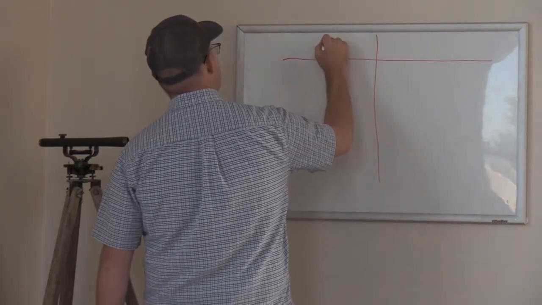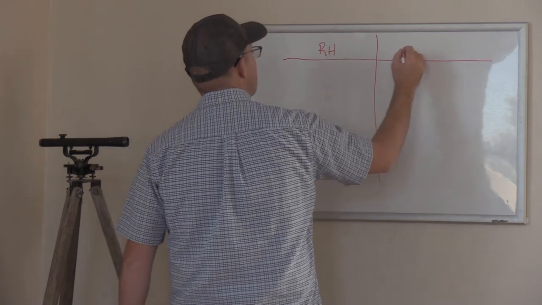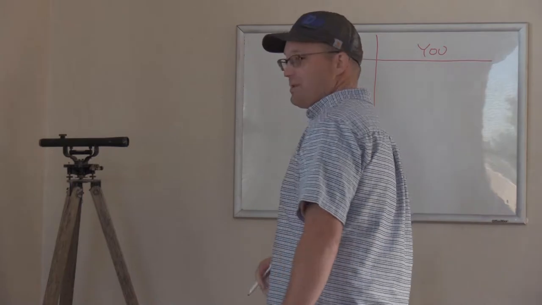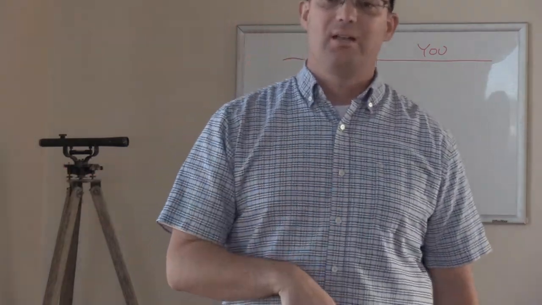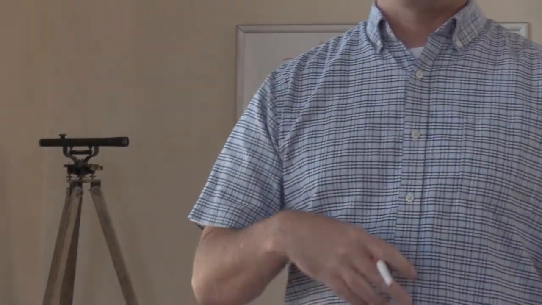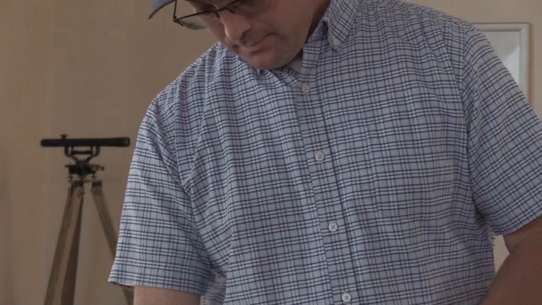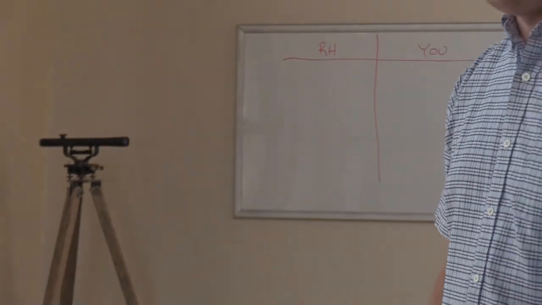It's a point system, and you've got points on two sides of the board. You've got an RH system and a U system. You've got an RH side and a U side. Okay, and it's like a match system.